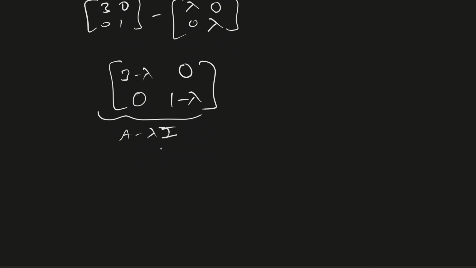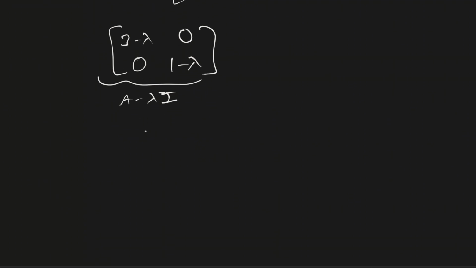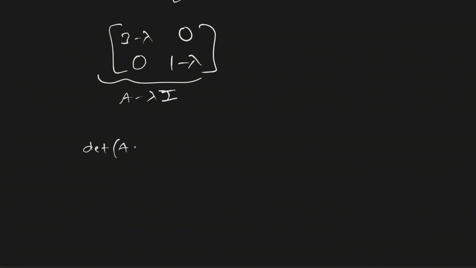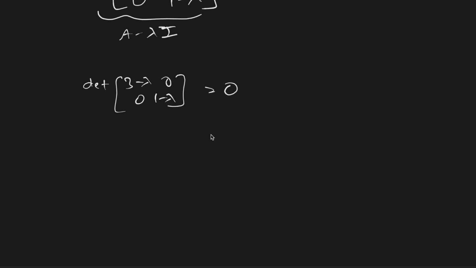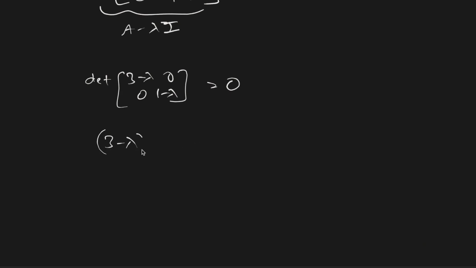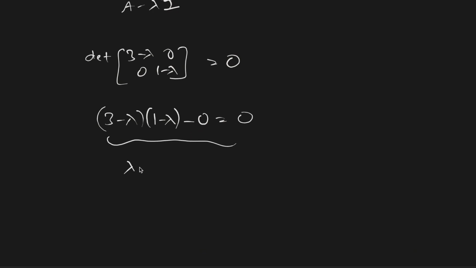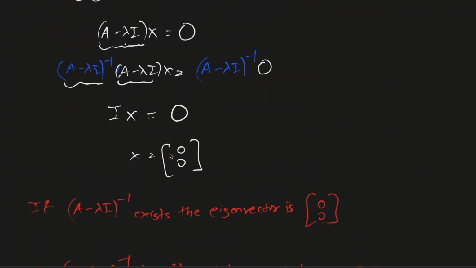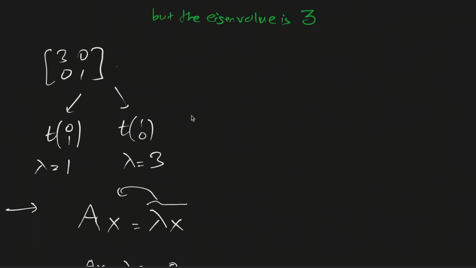Now the condition to find the eigenvalues is that I equate the determinant of this to 0. So the determinant of [3 minus lambda, 0; 0, 1 minus lambda] should be equal to 0. Using the determinant formula, this simplifies to (3 minus lambda) into (1 minus lambda) minus 0 is equal to 0, which on simple solving gives me lambda is equal to 1 and lambda is equal to 3. These are the two eigenvalues, which is exactly equal to the eigenvalues I got by understanding the transformations as well.